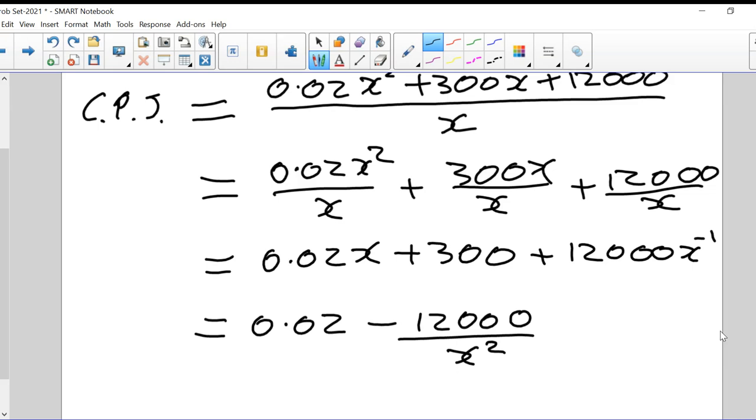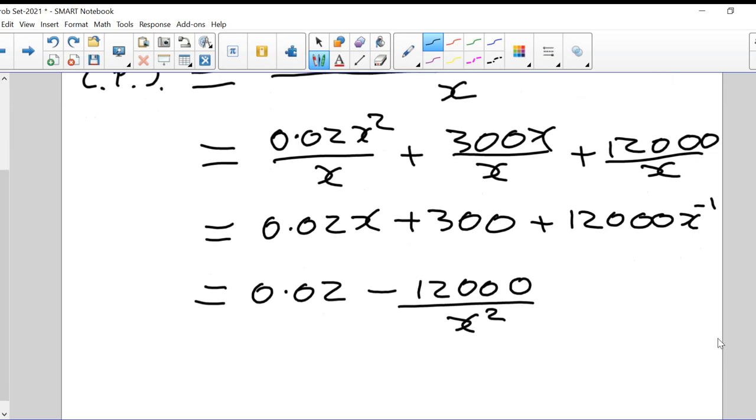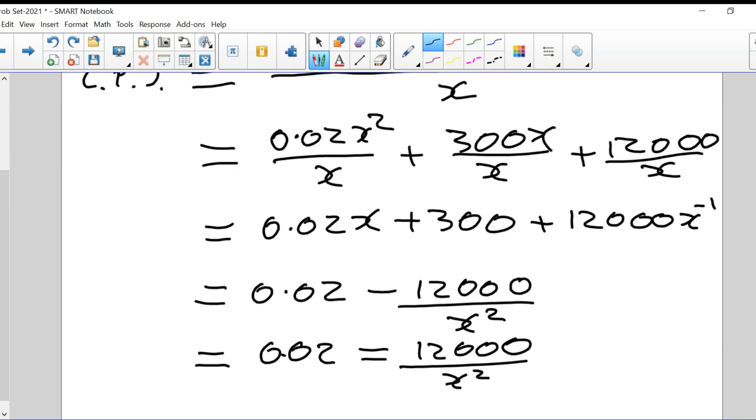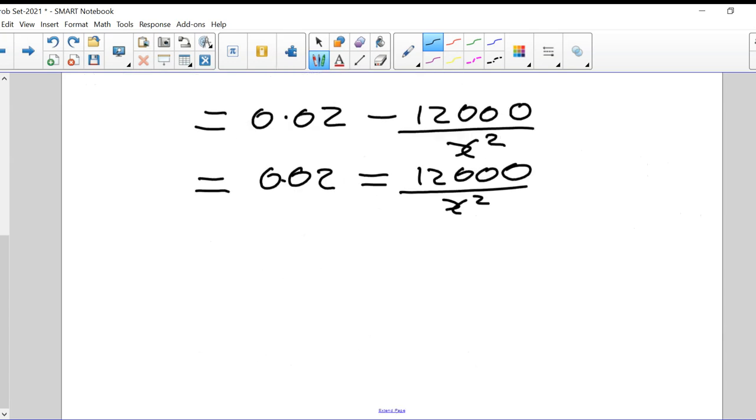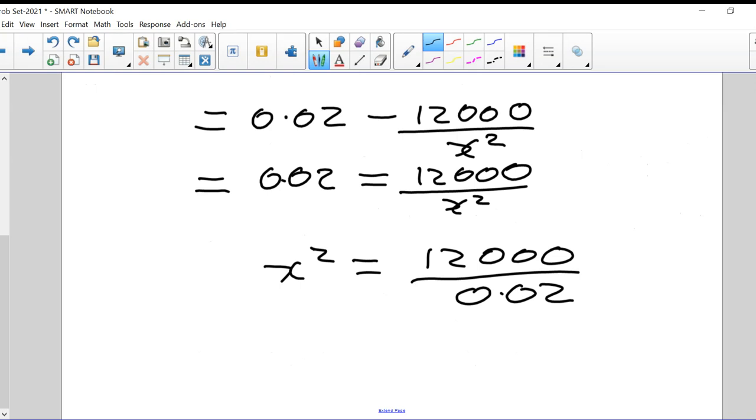So obviously you're going to set this equal to 0. That means you're going to end up with 0.02 being equal to 12,000 divided by x squared. Anyway, if I cross multiply, x squared is equal to 12,000 divided by 0.02. And I'm going to leave that with you.